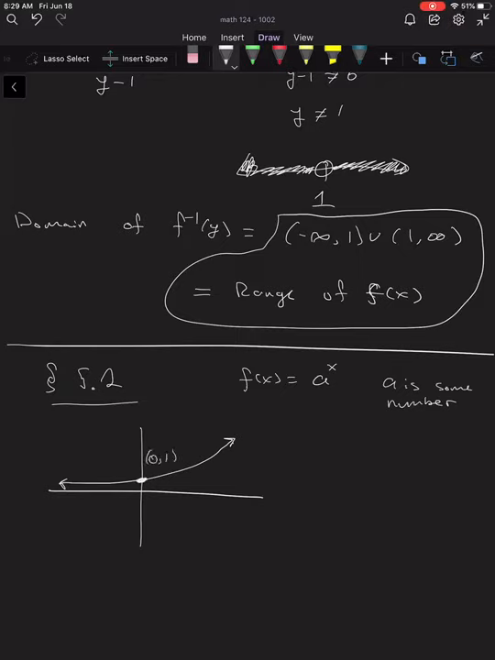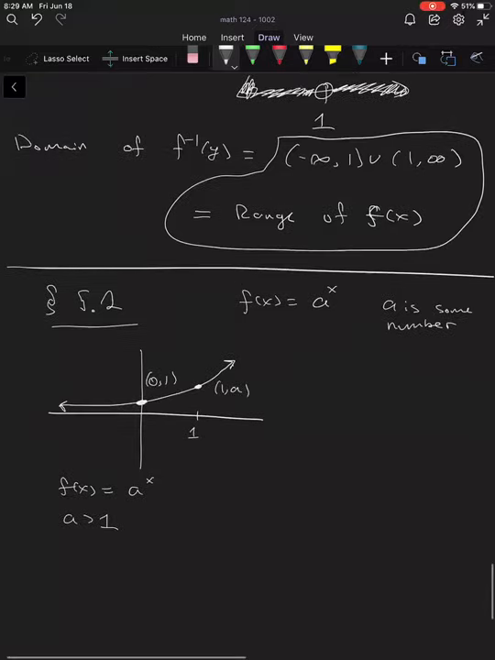So f of x is equal to a to the x, and here a is going to be a number bigger than 1. And then always this is going to be the point 1 comma a. So that point is always on the graph. So we always have the point 0, 1 and the point 1 comma a.